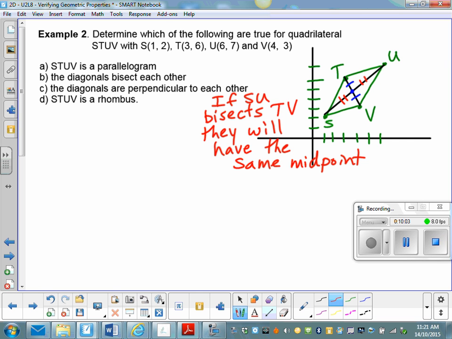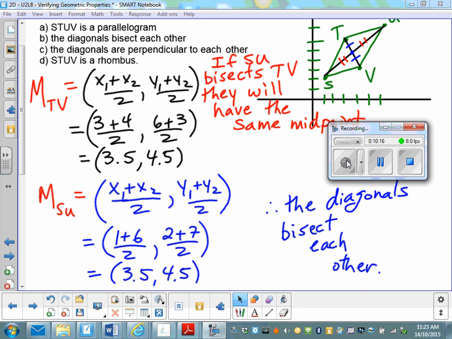So I'm going to go ahead and find the midpoint of TV and the midpoint of SU, and we'll compare them. I'll be right back. So I've calculated the midpoint of TV and the midpoint of SU, and they are the same point, 3.5, 4.5. So that means that the diagonals therefore do bisect each other.